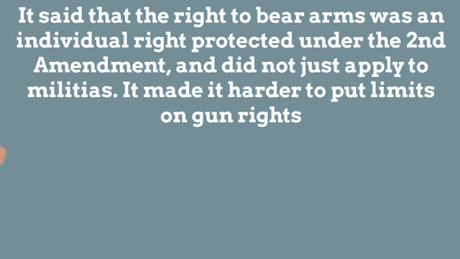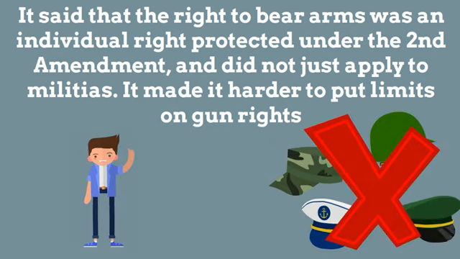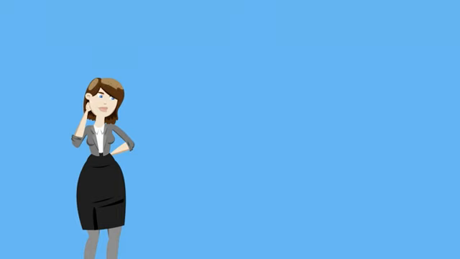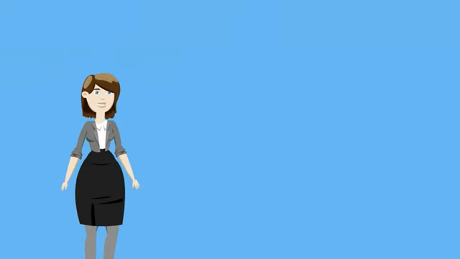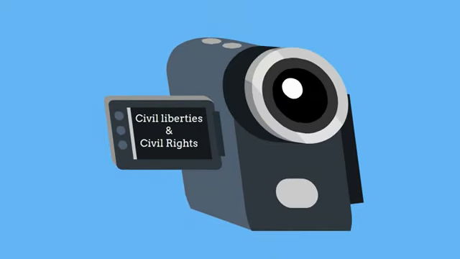It said that the right to bear arms was an individual right protected under the Second Amendment and did not just apply to militias. It also made it harder to put limits on gun rights. Did you get them all? Good job! Be sure to check out the companion videos on cases relating to civil liberties and civil rights if you have not watched them already.